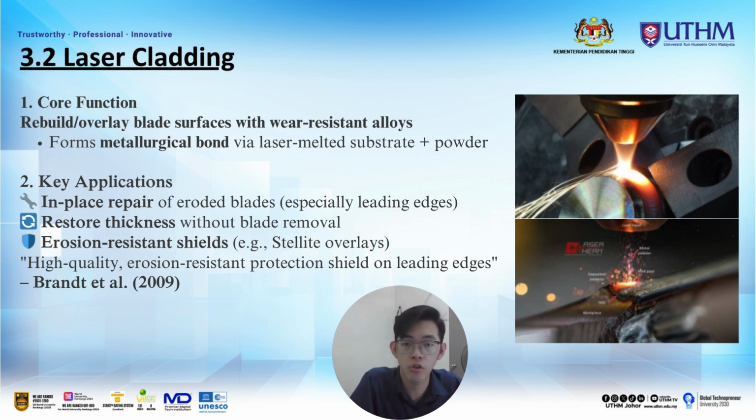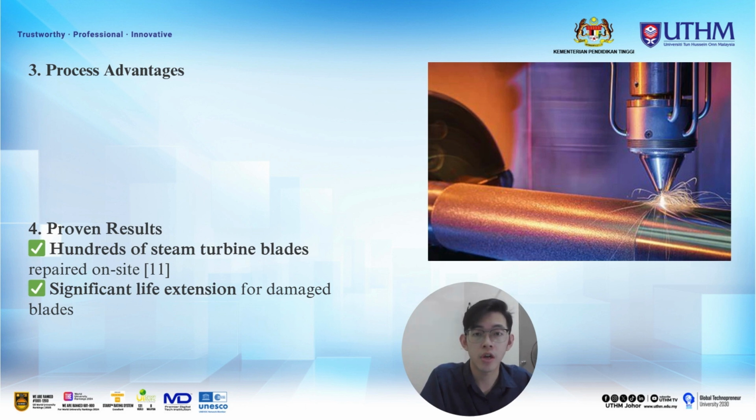In the literature review, Brand et al. 2009 state high-quality erosion-resistant protection shields on the leading edge. Advantages of laser cladding include precision control, robotic systems, and dense bonding, and the proven results are 100% of the steam turbine blades repaired on site in reference 11, and significant life extension for the damaged blades.